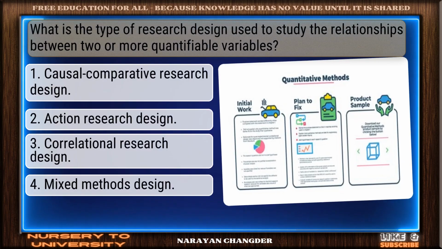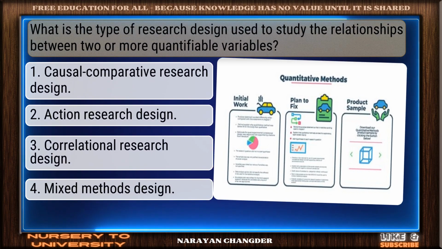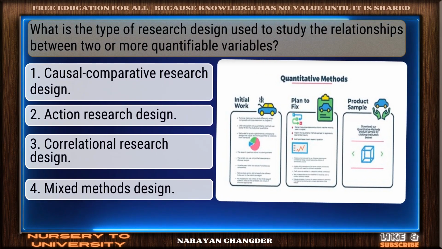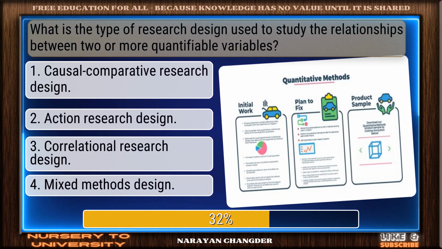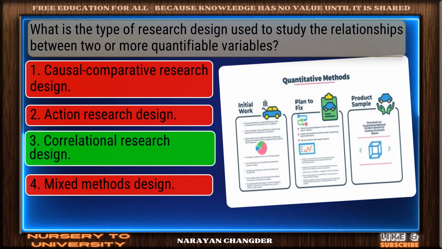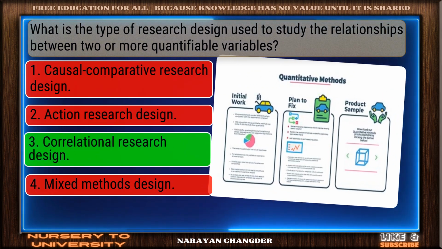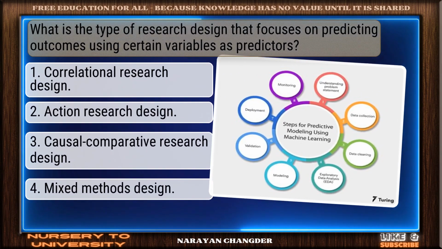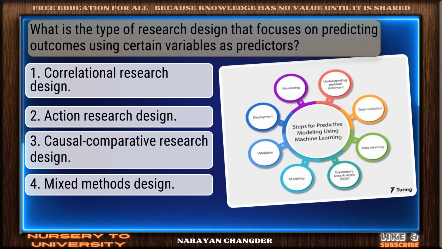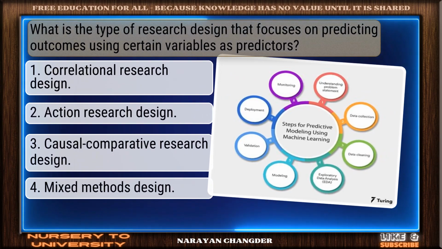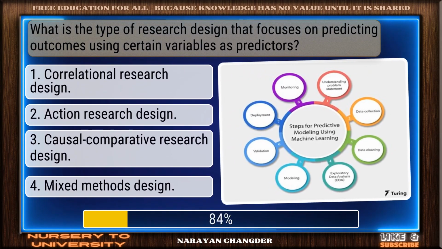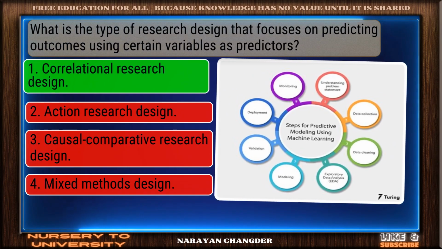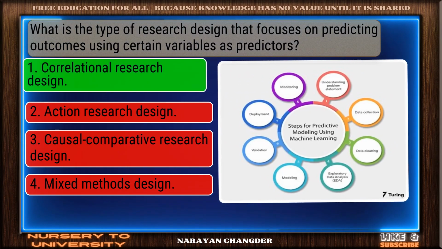What is the type of research design used to study the relationships between two or more quantifiable variables? On track, correlational research design is the correct answer. What is the type of research design that focuses on predicting outcomes using certain variables as predictors? Correct response. Correlational research design is the most accurate answer.